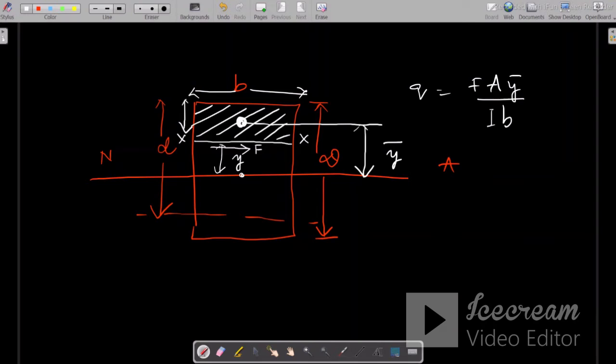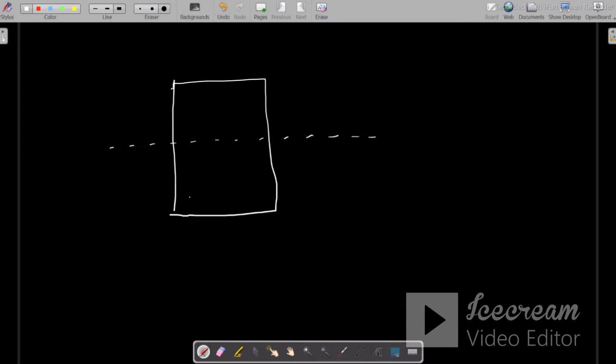So let me show you how to find it out. Suppose this is a cross section of the beam. This is the neutral axis. Here steel bars are there in the tension zone. This is the compression zone, this is the tension zone. Suppose 4 steel bars of diameter 5.